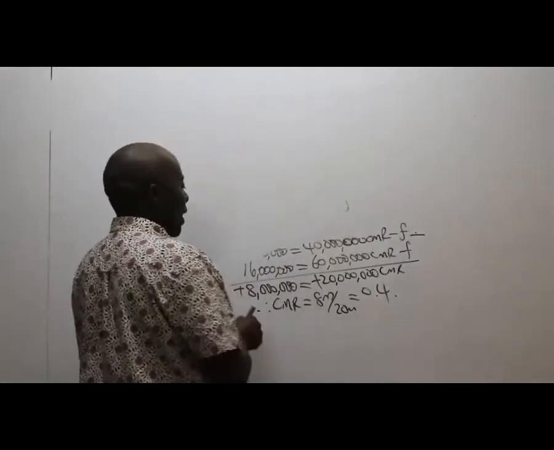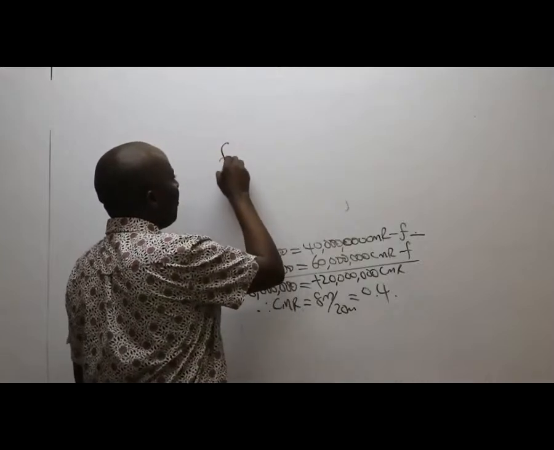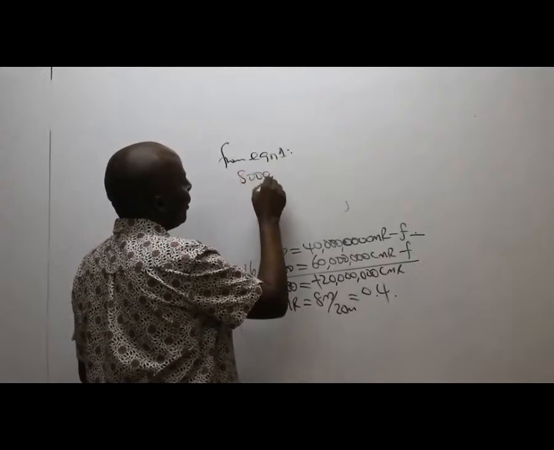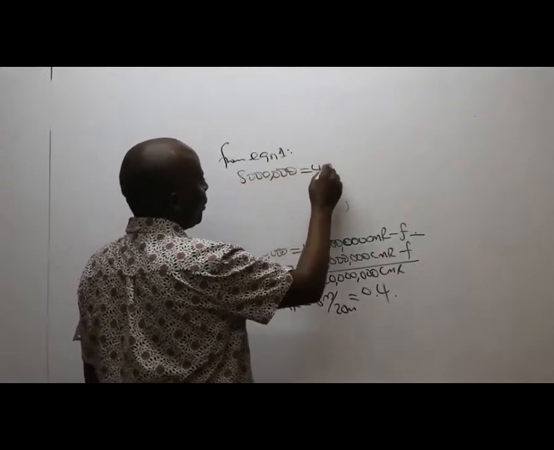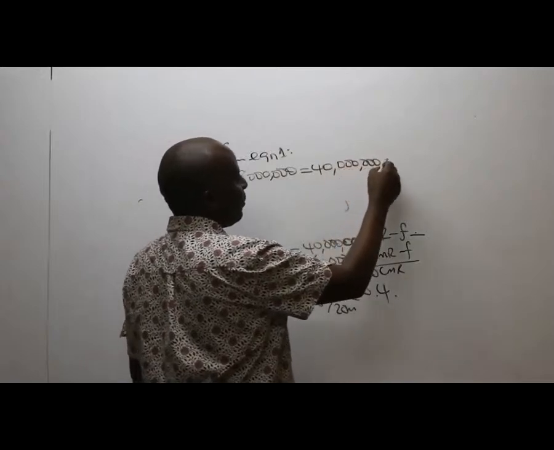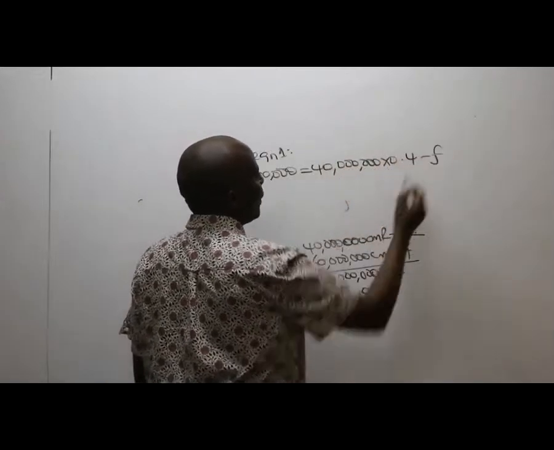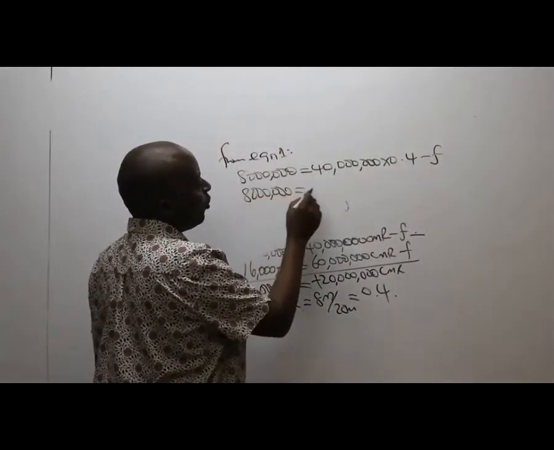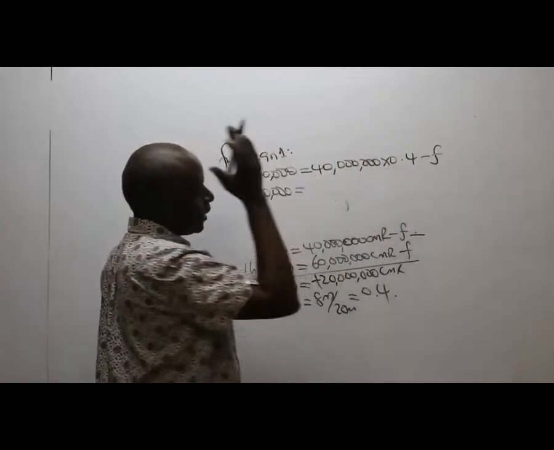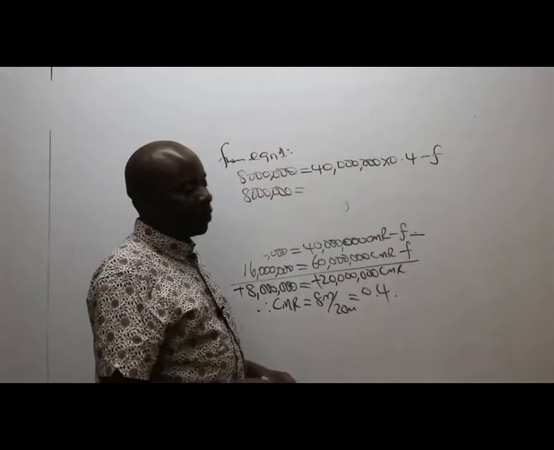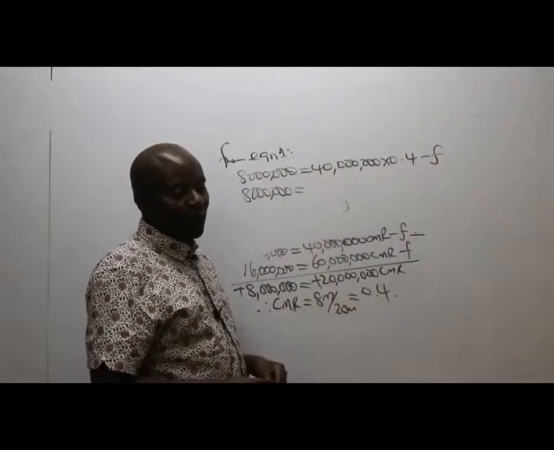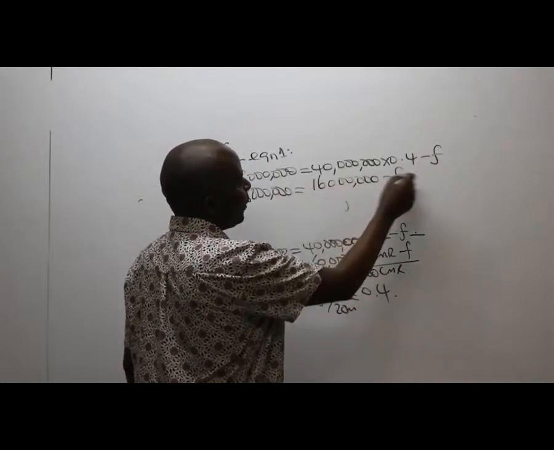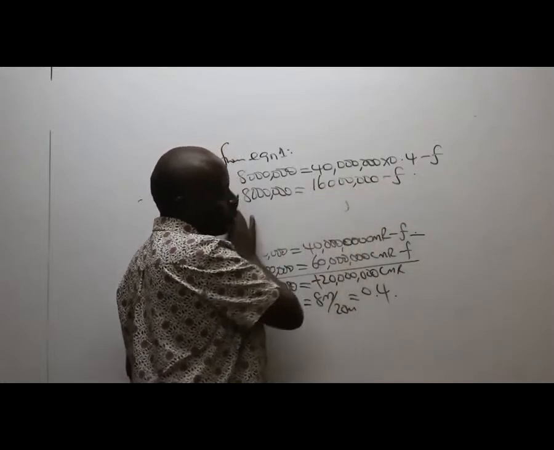So from equation 1, we can call this equation 1, this is 8 million equals 40 million times CMR, which is 0.4, minus fixed cost. So then this will be 8 million equals, somebody give me this figure. You guys have calculators. I don't have a calculator. 40 million times 0.4 will give me what figure, somebody? 16 million.